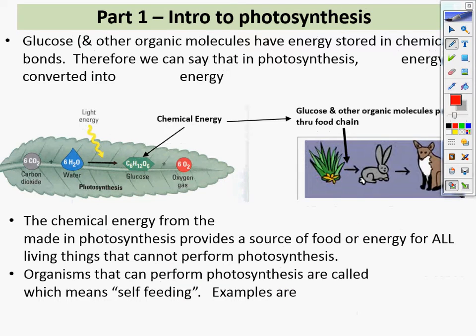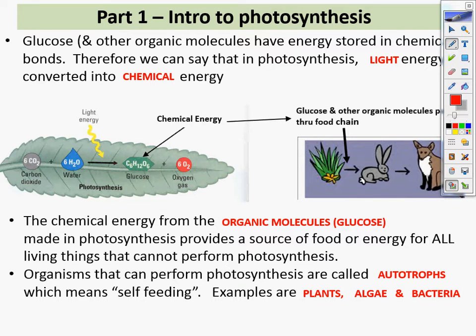Okay. All right. So next, glucose and other organic molecules have energy stored in chemical bonds. Therefore, we can say that in photosynthesis, light energy is converted into chemical energy. We're looking at this picture: carbon dioxide, water, and light energy go in. Now we have chemical energy and a byproduct: glucose and other organic molecules used through the food chain. We'll talk about food chains in a chapter coming up.